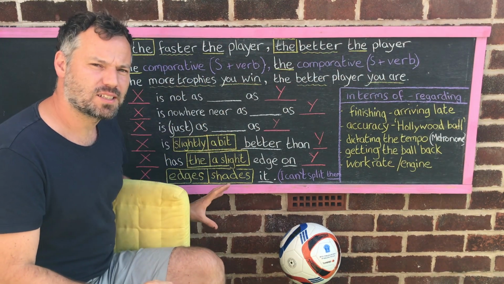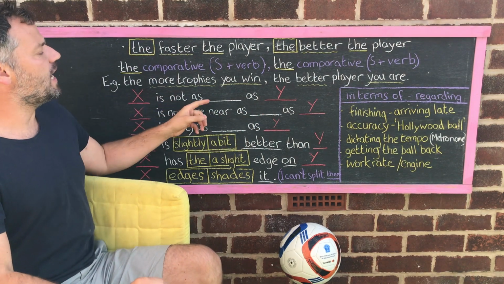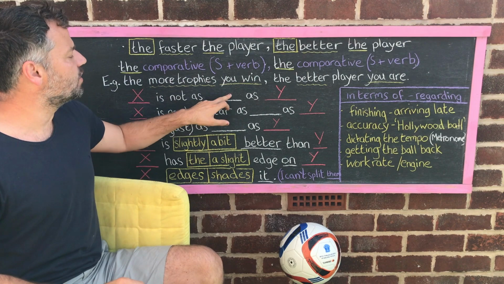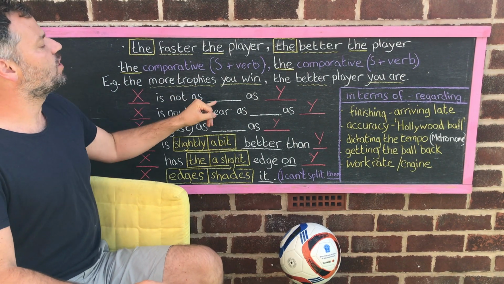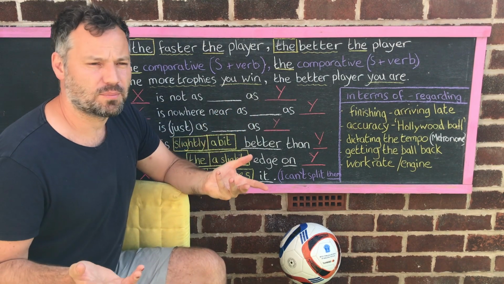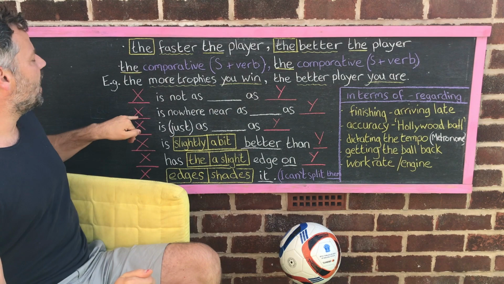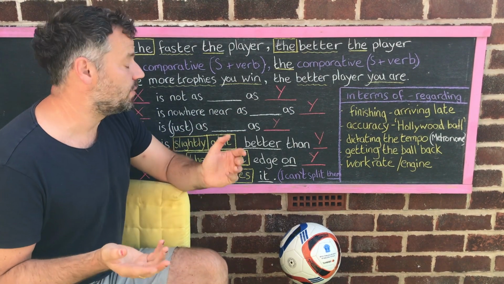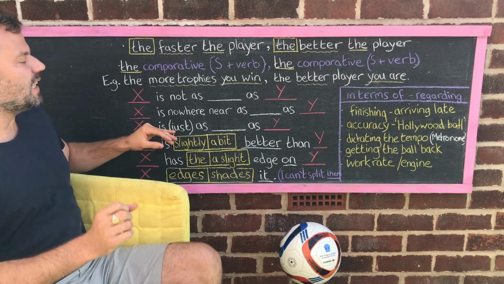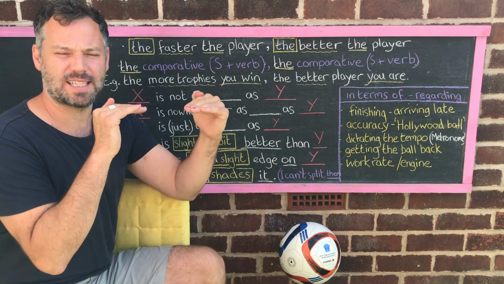Some more comparative language here. So not as, and here you would have an adjective, not the comparative. So maybe Gerrard is not as good as Scholes, for example. Or if you want a big difference, Gerrard is nowhere near as good as Scholes, for example. Or if they are close together, Gerrard is just as good as Scholes, so they are the same level maybe.